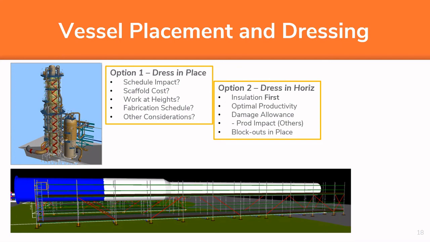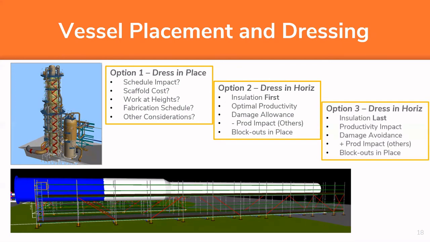So option 3, Steve, is we do the installation last, which is not necessarily desirable for me because now I have a productivity impact because I'm working around all those platforms and pipes, but I eliminate the damage. So I make one pass through this vessel and I'm complete, albeit at a lower productivity rate. But the offset to that is now we probably have some productivity bumps on the other trades because they don't have to work as delicately around an insulated surface.